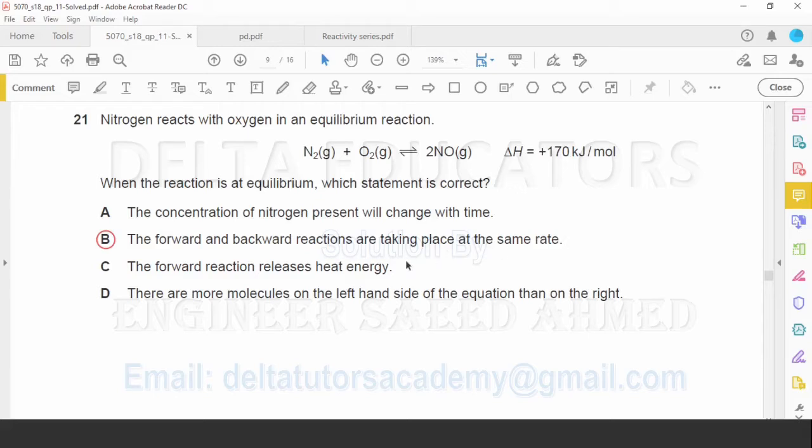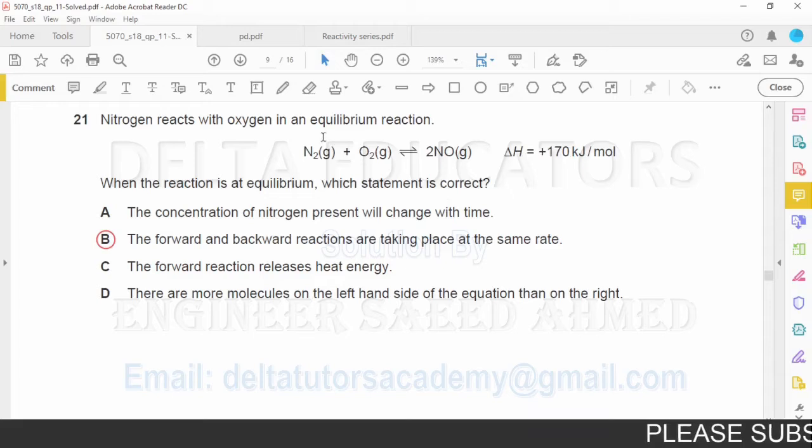What is given in C and D? In option C, the forward reaction releases heat energy. No, here it is an endothermic reaction, so it will not release, it will absorb heat energy. So this option is incorrect. Option D, there are more molecules on the left hand side of the equation than on the right.